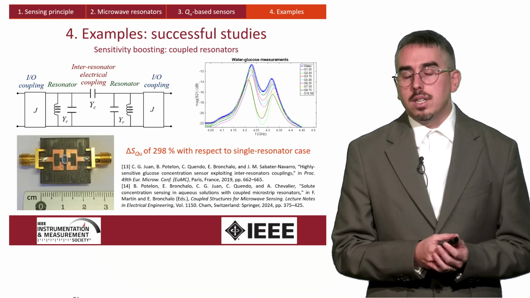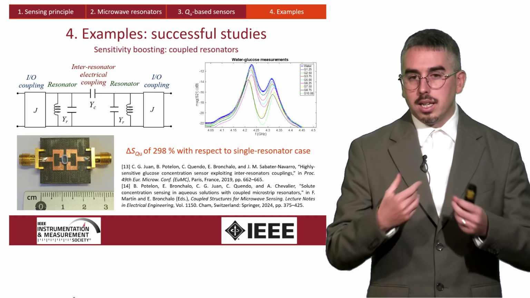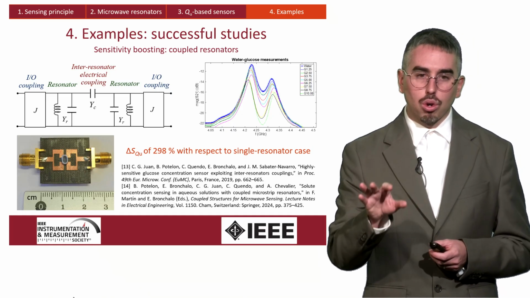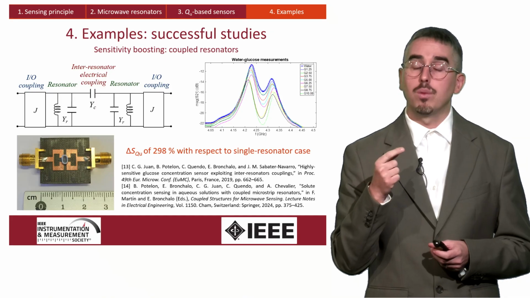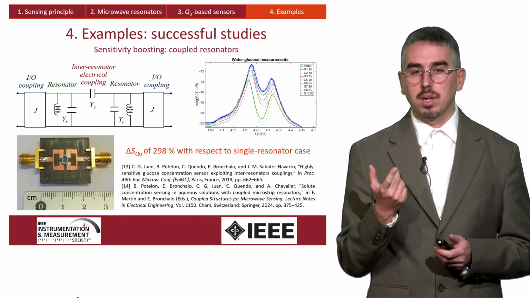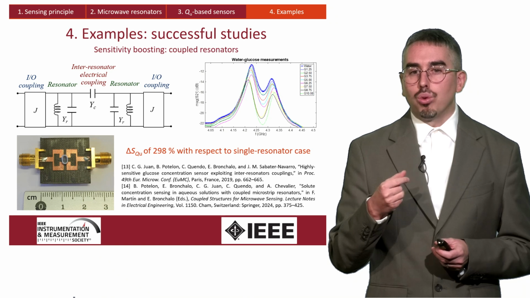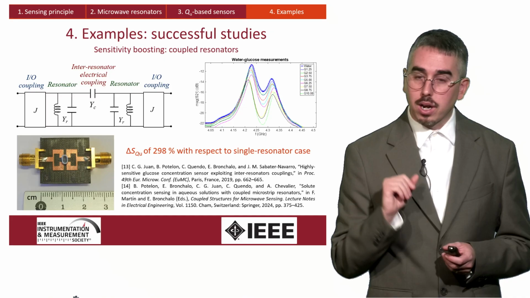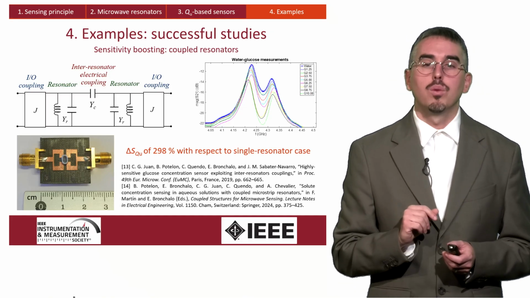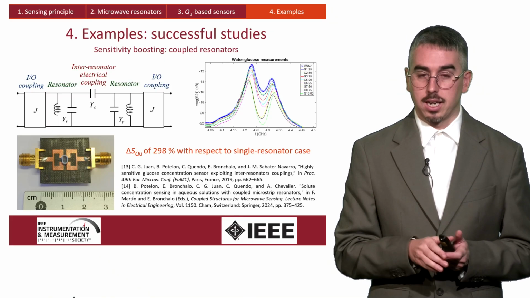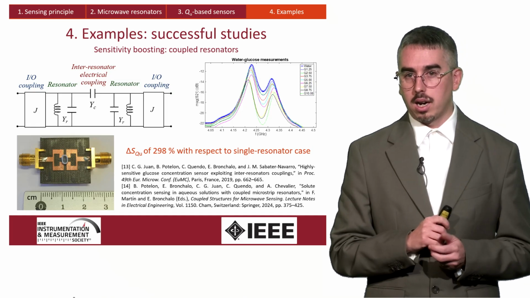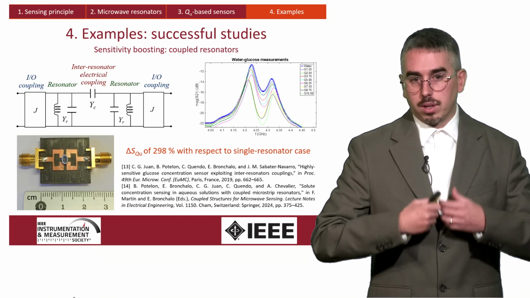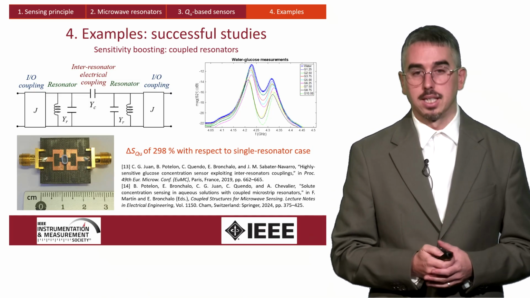Talking about the sensitivity, there are techniques that lead to remarkable increases of the sensitivity. Up to now, we only saw sensors including one single resonator, but it was proved that using mutually coupled resonators leads to increases of the sensitivity of the unloaded quality factor of almost 300%, 298% to be exact, with respect to the single resonator case. So these techniques are under study right now, and they raise as highly interesting in order to have a real improvement of the sensitivity.